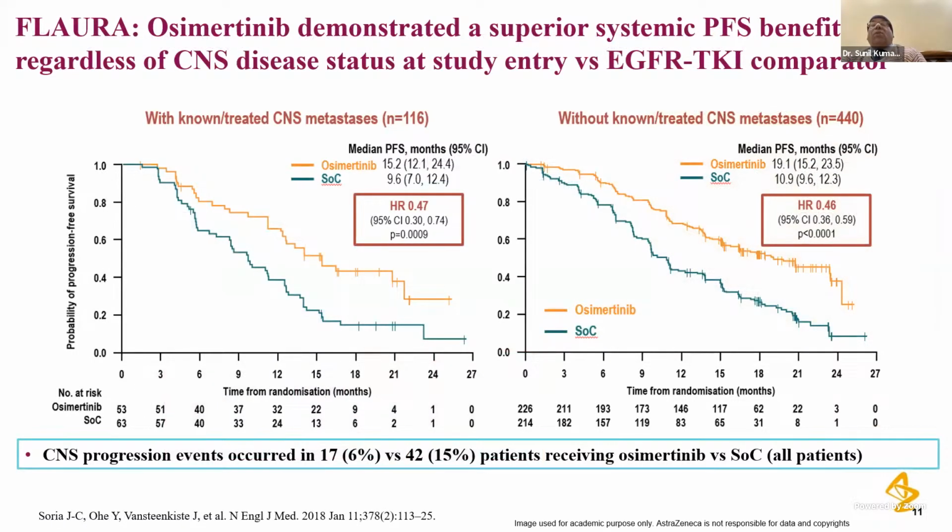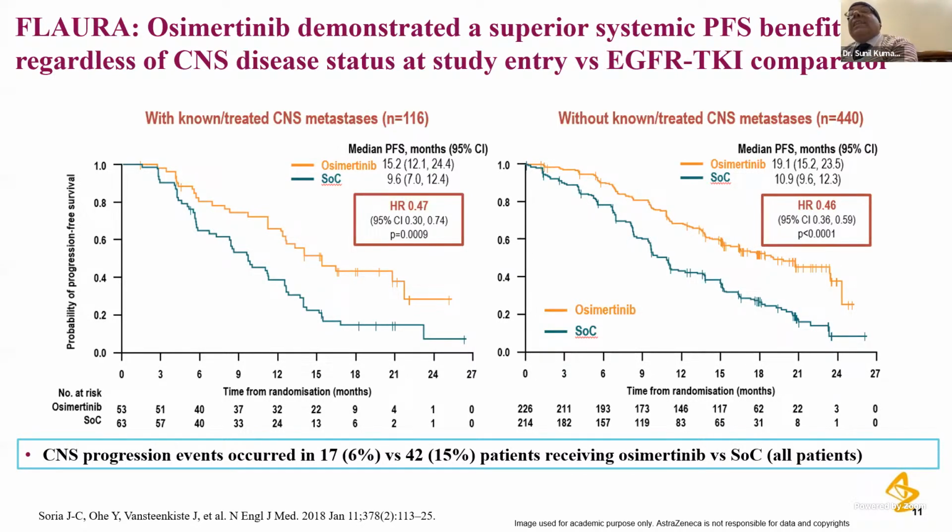So, the FLAURA trial also mentioned very clearly regarding the involvement of brain mets, which is seen in the tune of 19%. And they mention what the response rate is if there is CNS involvement or if there is no CNS involvement with the TKI. Just see the graph. With treated CNS mets, the response of osimertinib is 15.2 versus 9.6, hazard ratio 0.4, and the graph is separated very clearly since the beginning.